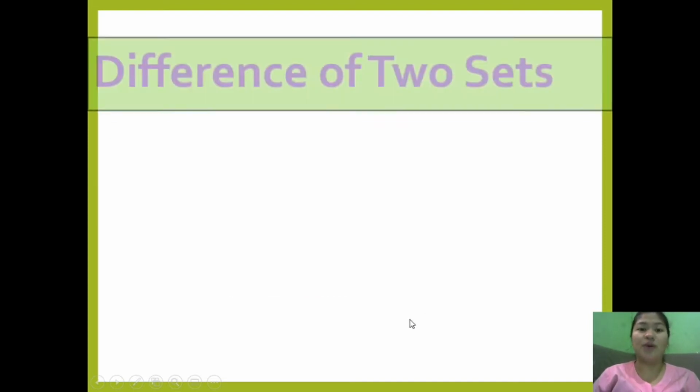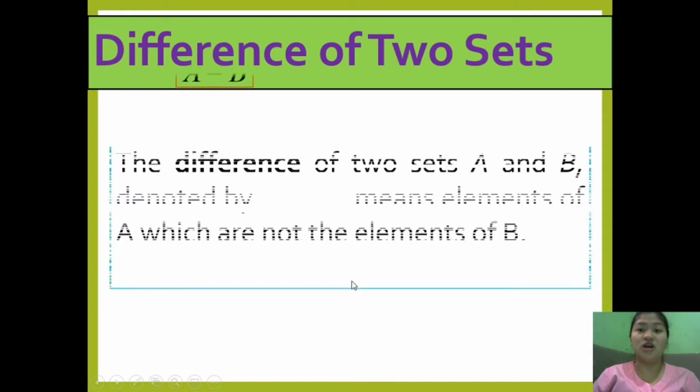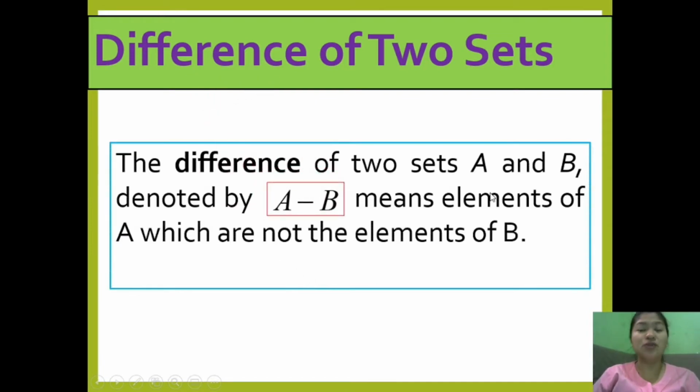And for the last operation, we have the difference of two sets. The difference of two sets A and B, denoted by A minus B, means elements of A which are not elements of B. Ang keywords naman po natin dito kapag A minus B, lahat daw po ng elements ni A na wala kay B. So the four operations again are union, intersection, complement, and difference. So to show you more example, please continue watching the video.